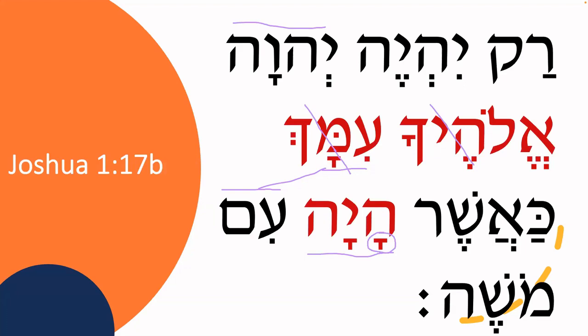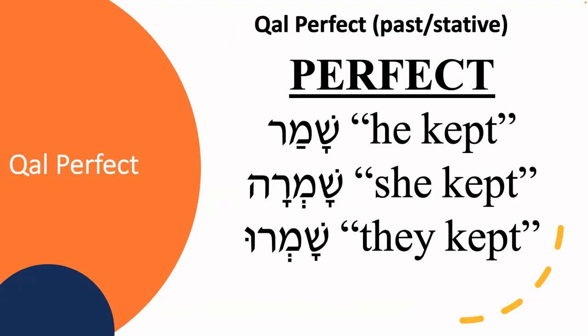All right, very good. You guys are doing great reading. Love it. Okay, so just a quick reminder, because we're going to keep doing some of these reminders. I think I have a few others where we're into the Shema. All right, so Shamar, he kept. Shamra, she kept. Shamru, they kept. These are probably your most common. They and he will be the most common ones that you're going to find.